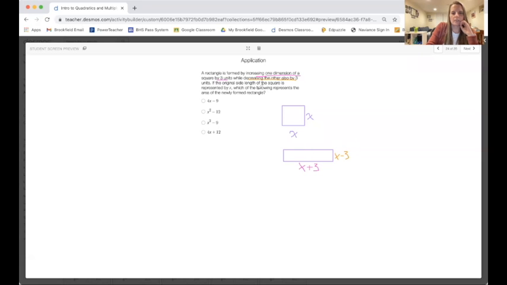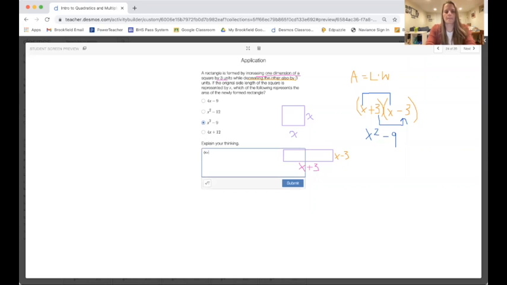And then it says which of the following represents the area. So area is length times width. So you're going to multiply x plus 3 and x minus 3. These are conjugates. Since they're conjugates, I can just do x times x, which is x squared, and 3 times negative 3. Again, I can only do this because they are conjugates. Something like that to explain.